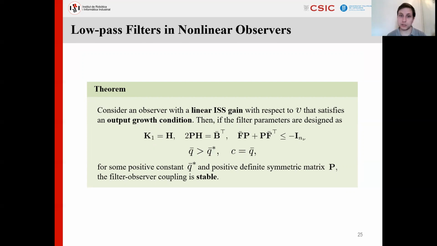To get an intuition of this parameter tuning, let's focus on three factors. First, we have this PH equal to B transpose condition. This is a particular matching condition between the Z tilde dynamics and the internal dynamics of the filter. Moreover, we have this FP plus PF transpose condition, which means that the internal dynamics of the filter are stable. And finally, we have the condition that Q bar has to be large enough, which means that the filter has to be fast enough in order to guarantee stability.